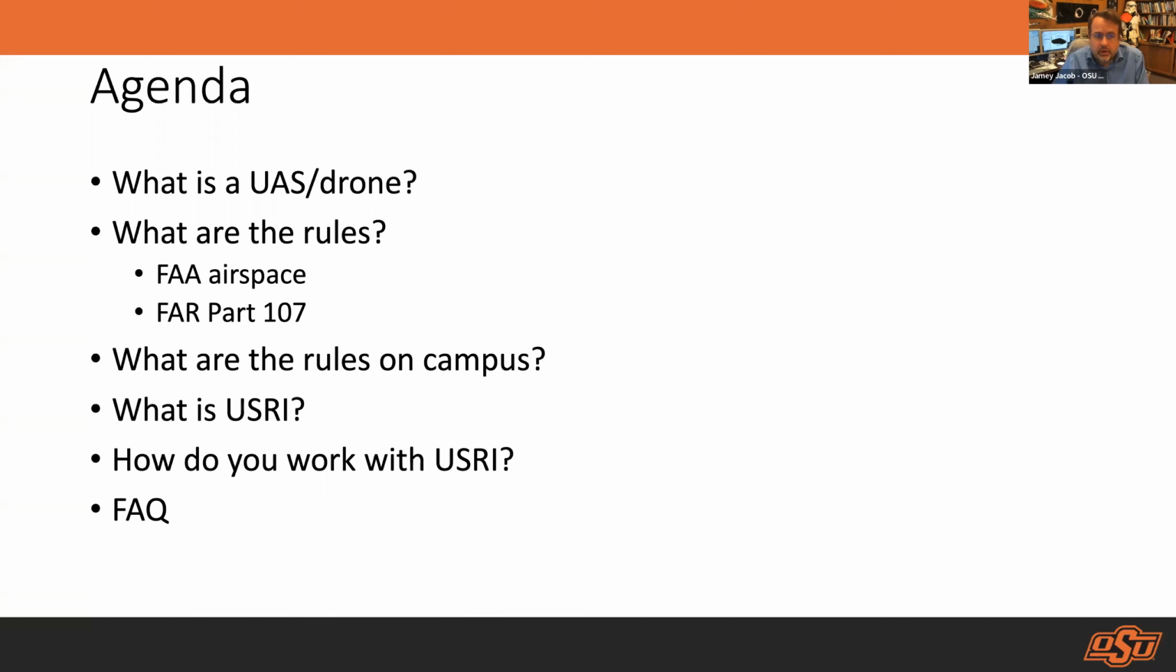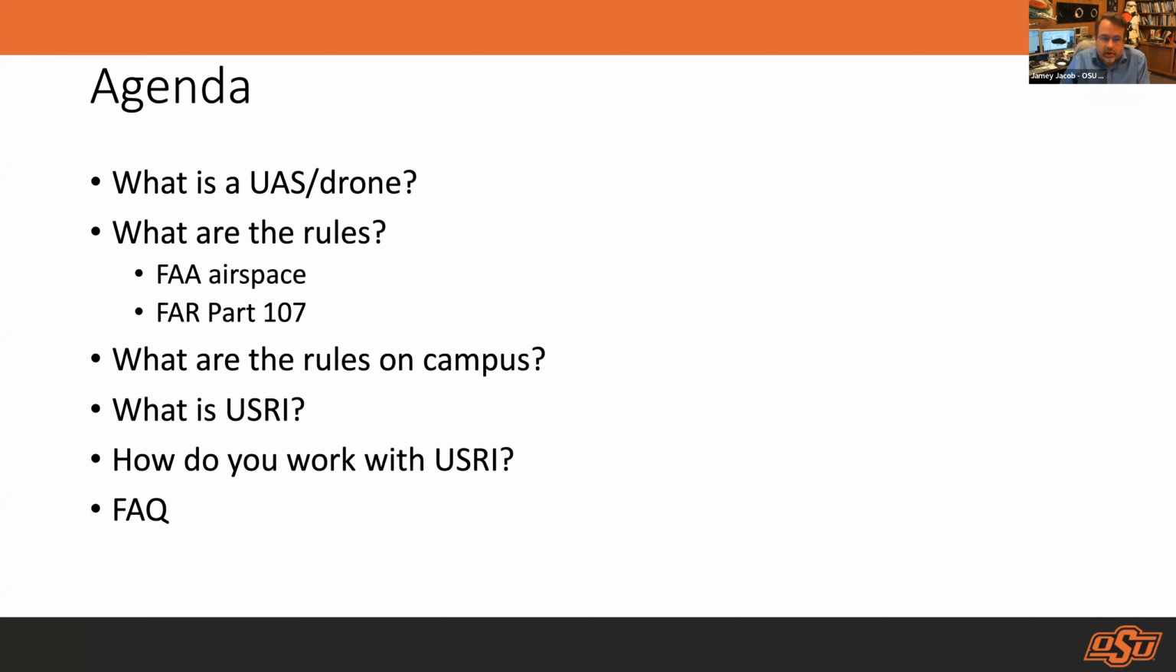Brief agenda. I'll talk a little bit about what a UAS or drone is, so we can define what the system is and the different components of that. We'll spend a good deal of time talking about the different applications as well, really just scratching the surface of what you can use a UAS for. We'll spend a little bit of time talking about the rules, namely how you navigate within the national airspace.